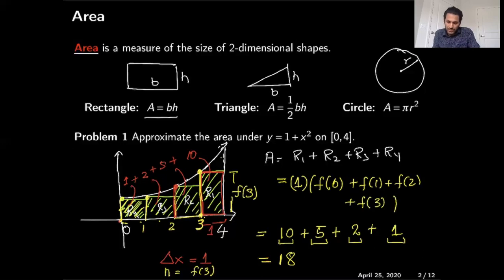So all you have to do is multiply delta x, the width of each interval, with the sum of the function evaluated at 0, 1, 2, and 3. Because we choose the left endpoint, so 0, 1, 2, 3, and we did not choose the right endpoint. So this technique is called left endpoint.